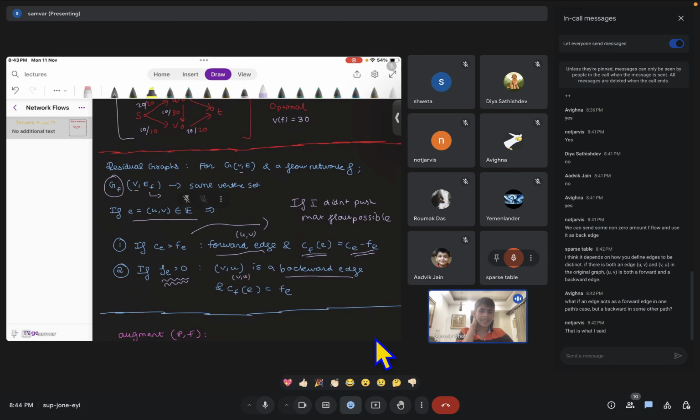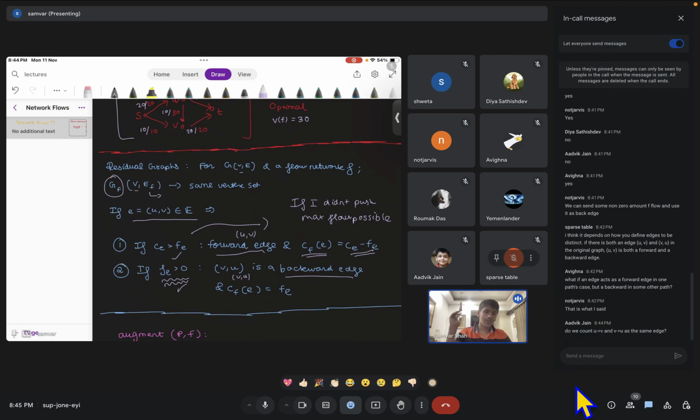So it does depend a bit on how you define distinct, but for our purposes, this is just understanding that an edge can be a forward edge in one path and a backward edge in another path. And as Not Jarvis was saying, if you send a non-zero amount of flow which is less than the capacity, it's going to satisfy both these conditions. But then you're going to have one which is u comma v and one which is v comma u. But you can use the backward edge, and then when that flips in the residual graph, you have, quote unquote, the same edge. So it's a bit confusing, but I hope you understood what forward edge and backward edge is.